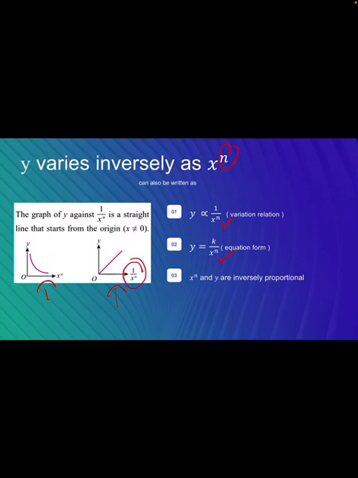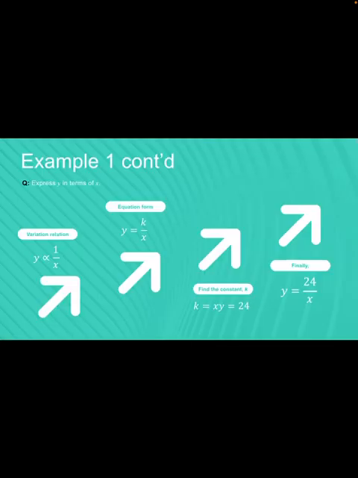It's just that the horizontal axis belongs to x to the power of n. So this one, just now we had xy equals 24, so y equals 24 over x. Because the question asks you to express y in terms of x. We have the constant xy equals 24, so y equals 24 over x. The k is 24.